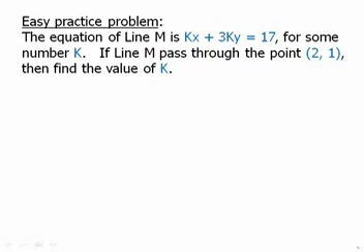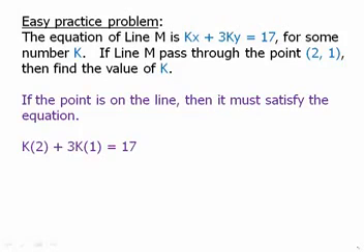Okay, we're given the equation of the line, and the equation of the line has this variable in it, the variable k. So we don't know what k is, but we're told that the line must pass through the point (2, 1). Well, we know that that point has to satisfy the equation of the line. So if we plug in x equals 2 and y equals 1, we're going to have to get an equation that works.